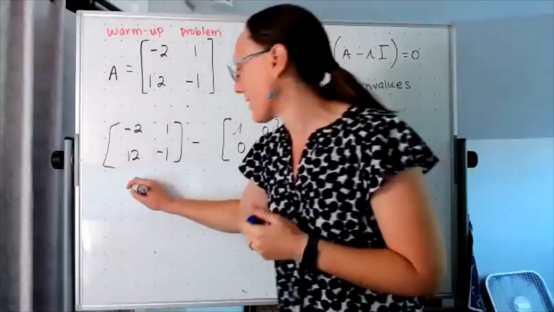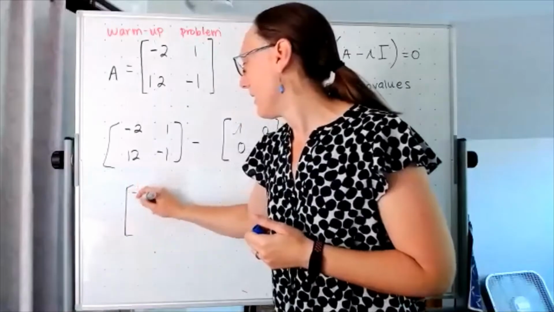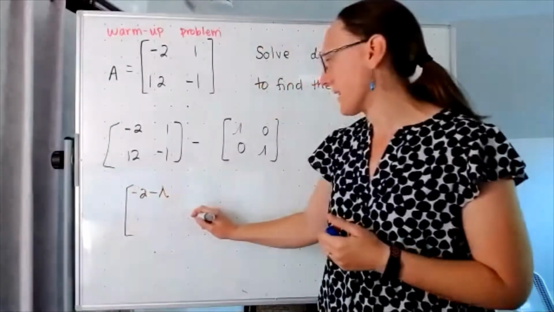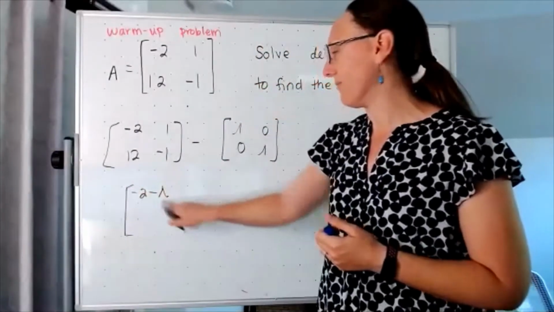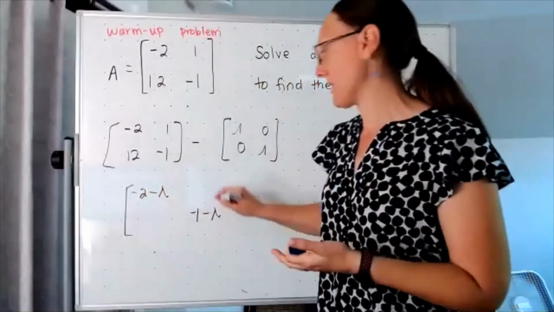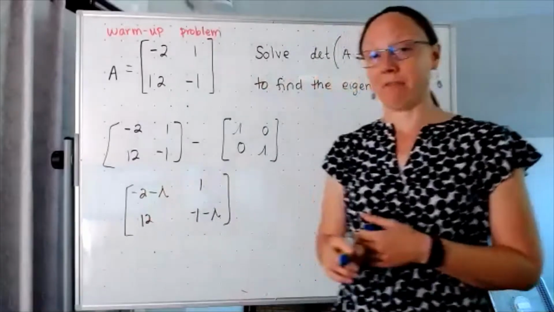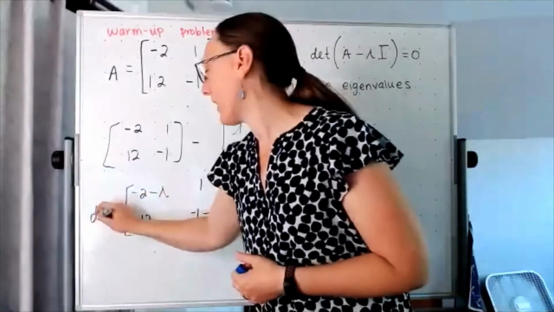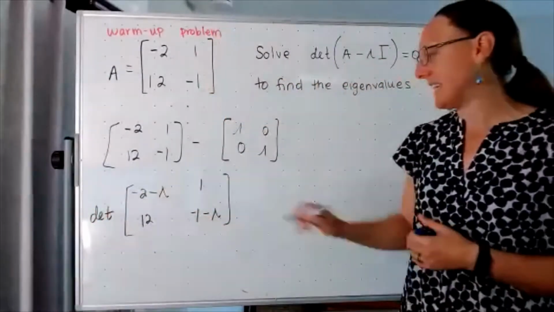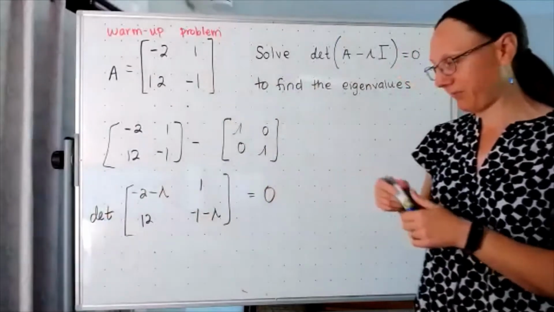That means that when I take my original matrix A minus my matrix with lambdas on the diagonal, we end up with a matrix that has the primary diagonal subtracted by lambdas. And those off diagonal terms get left alone. So we're looking to set the determinant of this equal to 0.